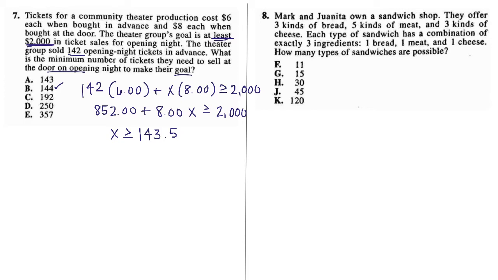Number 8. And number 8 looks like it's going to be a fundamental counting principle, and that just means you take all of your different choices and you multiply them together. So let's look at all of our different choices. We have 5 kinds of meat, 3 kinds of bread, and 3 kinds of cheese. So if we're wanting just 1 bread, 1 meat, 1 cheese, you always just multiply these together. So that's going to give us 45 choices. And again, that's just your fundamental counting principle.